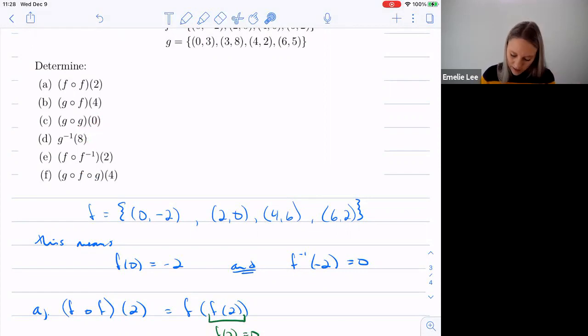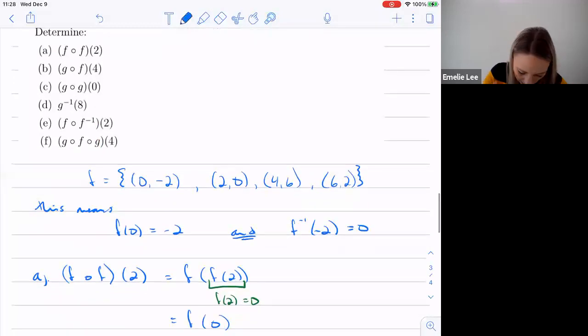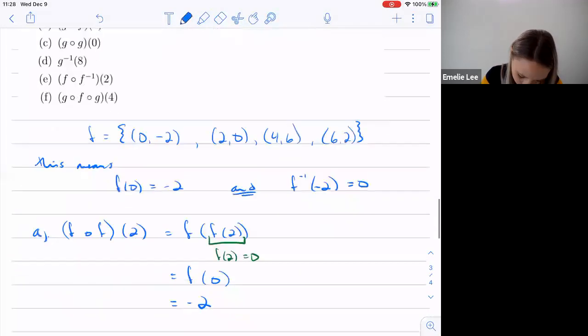As long as you recognize that if you're doing the inverse, you're going from the output to the input, so you're moving backwards. I want to work up to E and F because those are a little bit weird, but we can especially talk about E. Okay, g of 0.